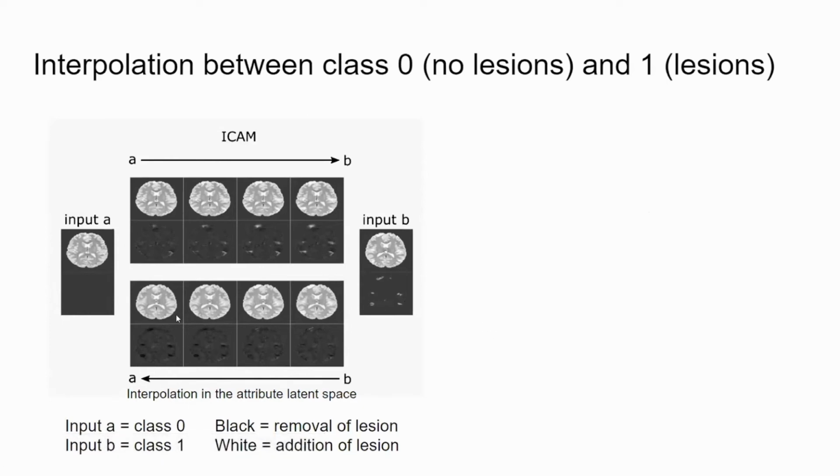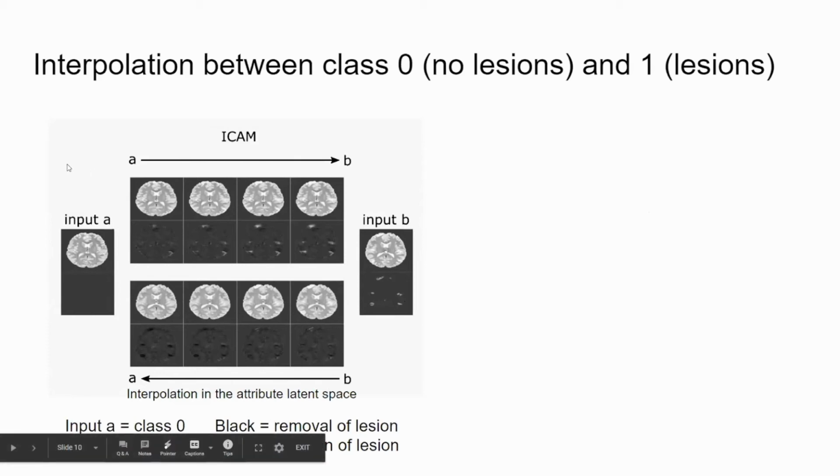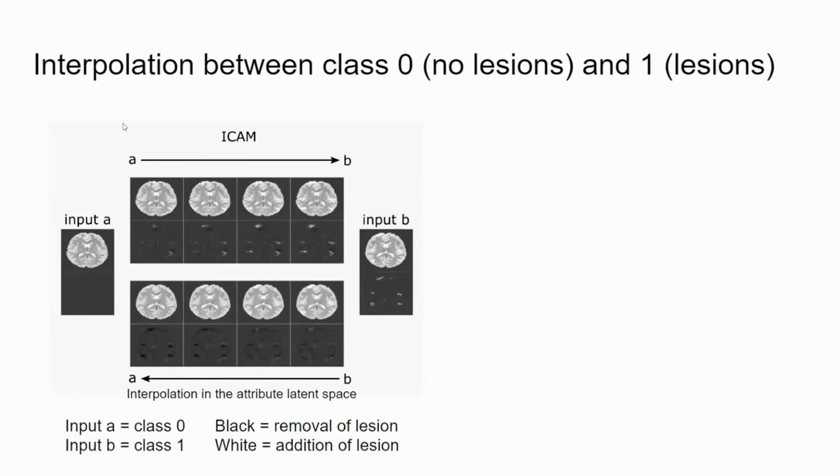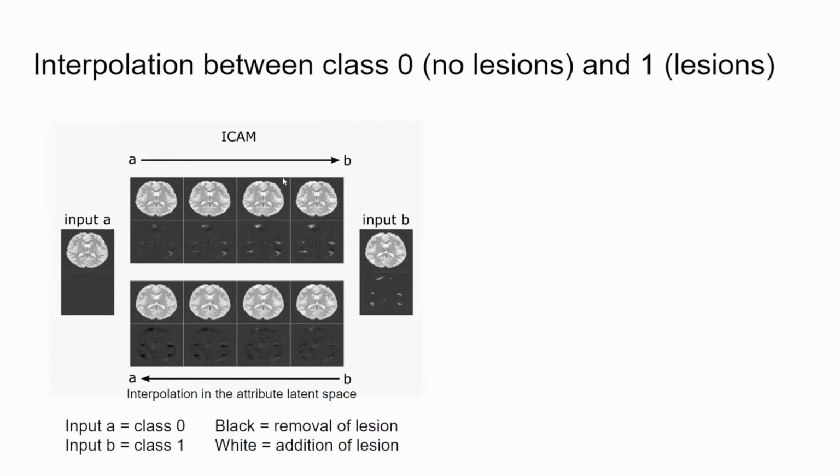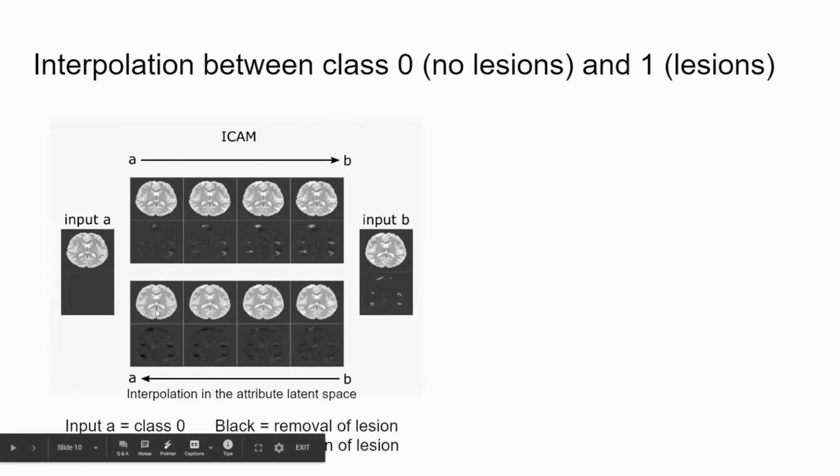Because this is a cyclic method, we can go both forward and backward. We can interpolate from an input with lesions to an input without lesions. This is the interpolation in the attribute latent space. Here we can see that ICAM can both add lesions, which is shown by white here, as well as removing lesions, which is shown in black.